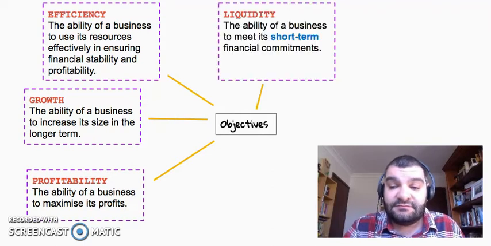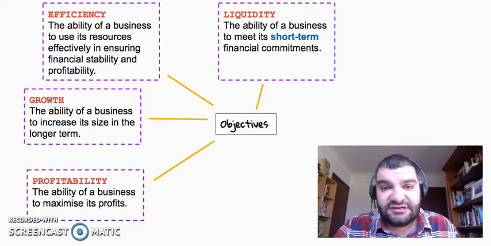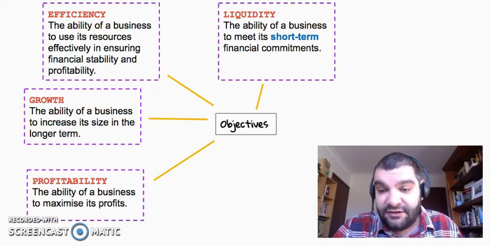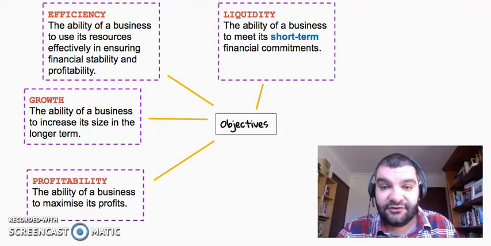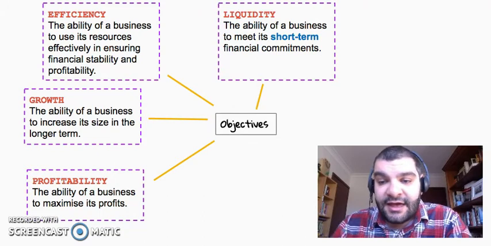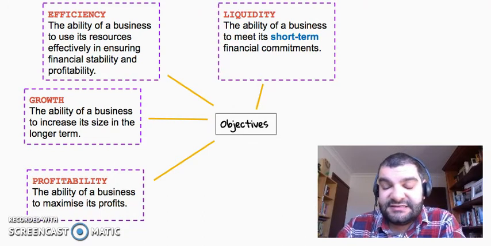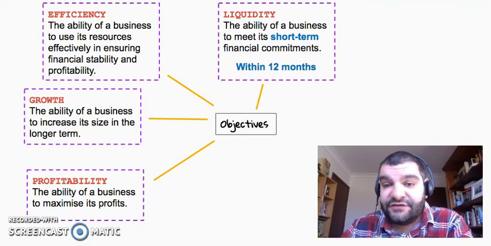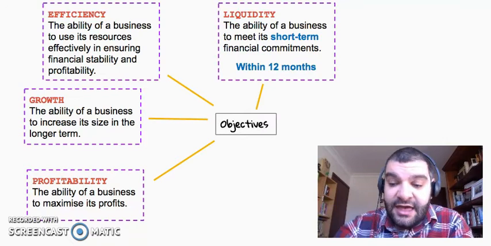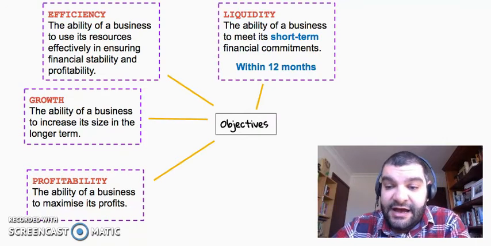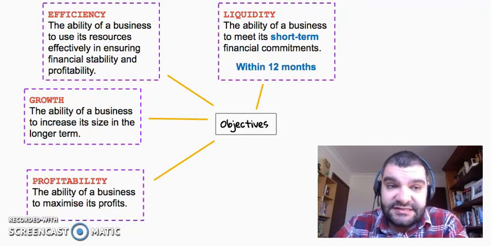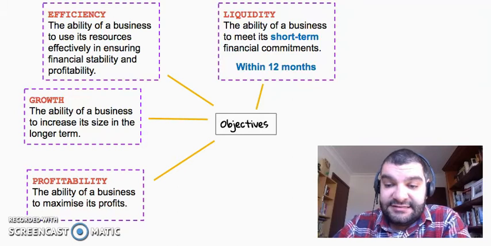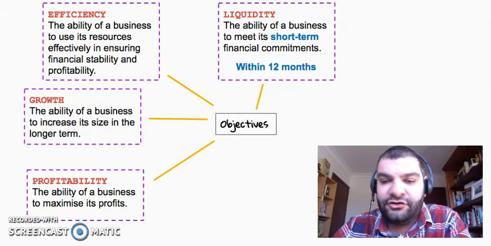Now, the next 2 objectives of financial management deal with meeting the financial commitments. The first one is the liquidity of a business. This is the ability of a business to meet its short-term financial commitments, which is within 12 months. So these are the short-term debts. How liquid are they in order to meet their financial commitments? This is dealing with their current assets and their current liabilities. Do they have enough current assets to cover their current liabilities?